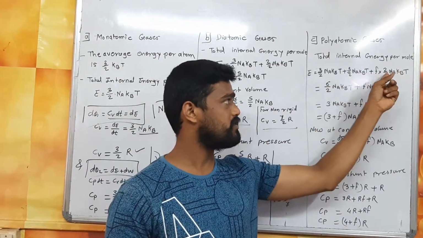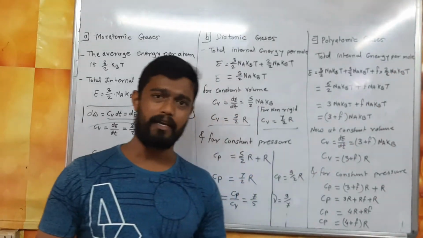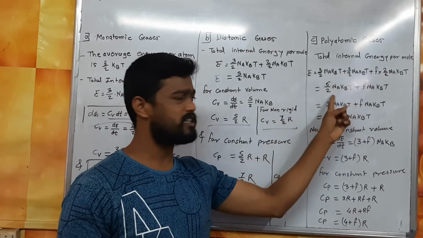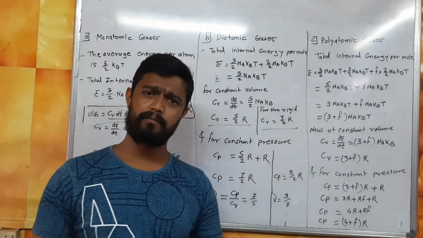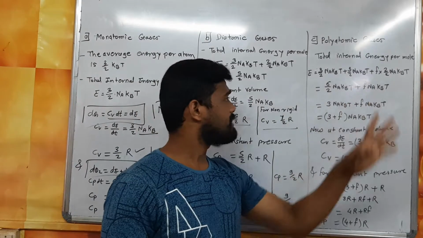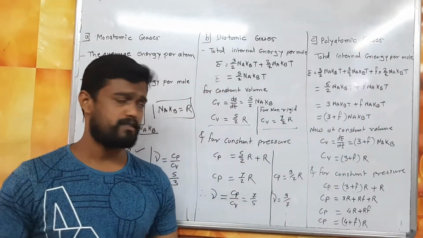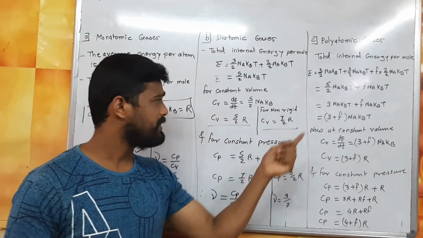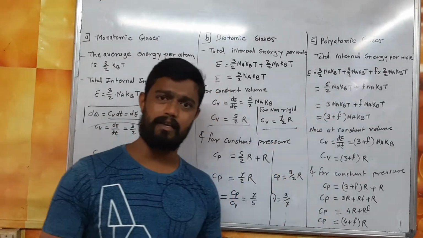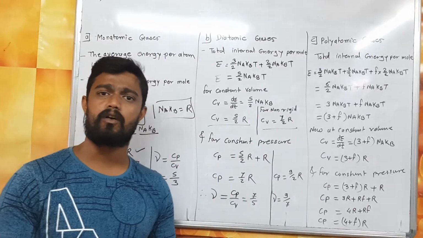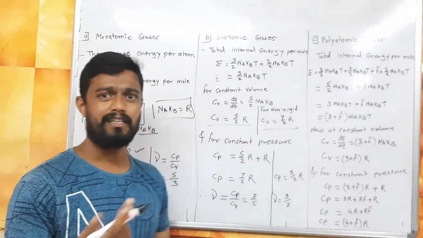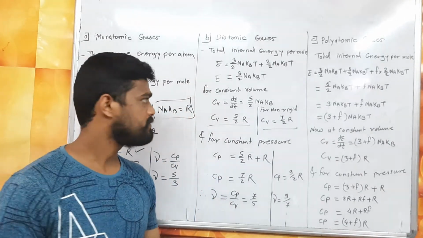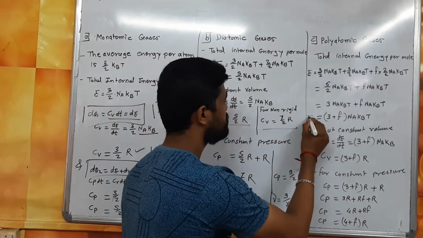The vibrational energy is f into 2 nKBT. So again, I just add these. I got 6 by 2 nKBT plus f into nKBT. 2 will be cancelled, so 6 by 2 is 3 nKBT plus f nKBT. So nKBT is common. I directly write it outside the bracket, and inside the bracket what is remaining? 3 plus f. So this is my energy.